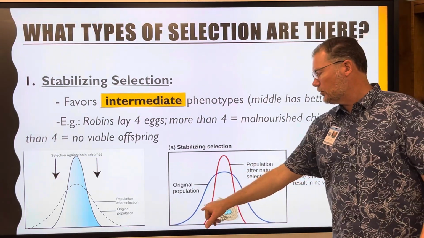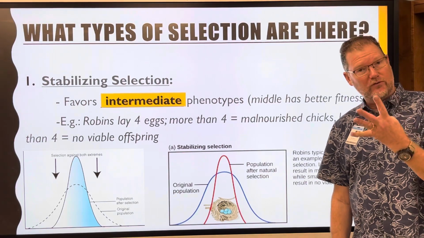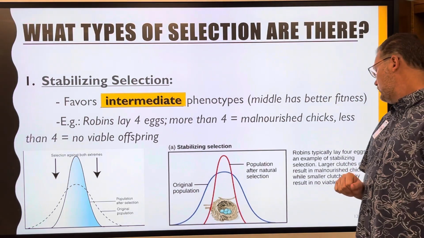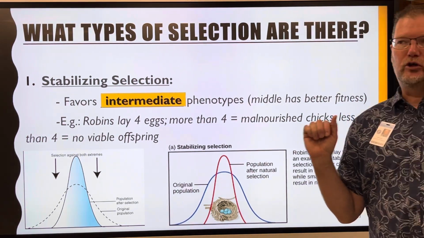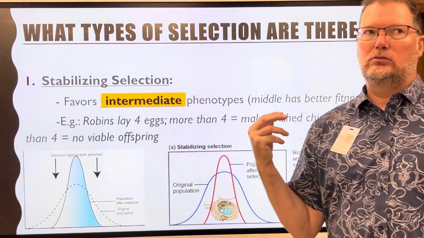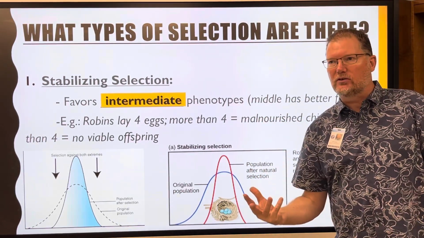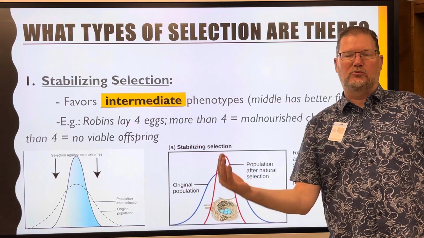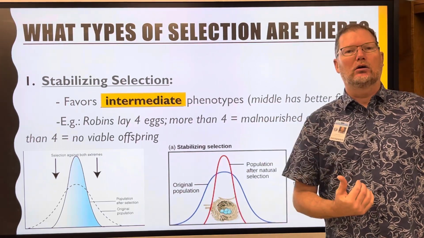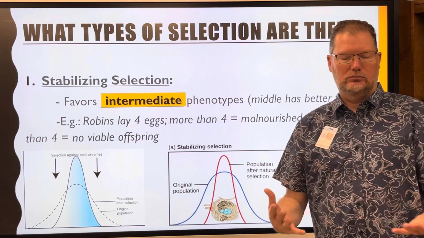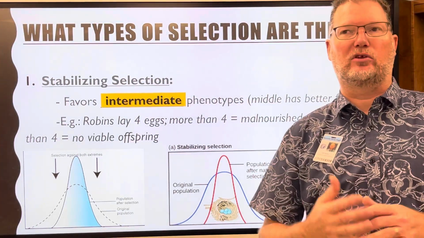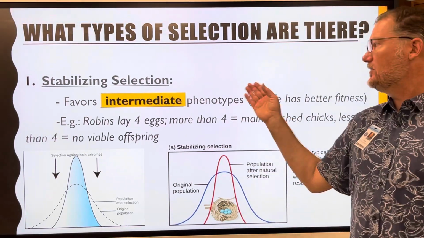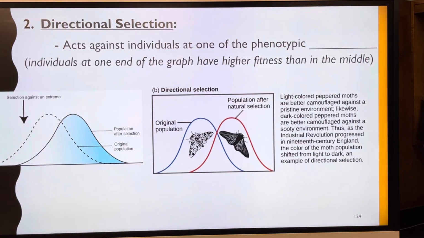Smaller clutches, let's say that some of the robins have 3 eggs rather than 4. And that might result in no viable offspring, because the parent's not making the right number of eggs, and so the babies might be sick, or something's wrong. There's not enough to survive. They might get eaten by predators or something like that. So there's not enough to survive. 4 is the perfect number. The middle fitness is best. That's stabilizing selection.